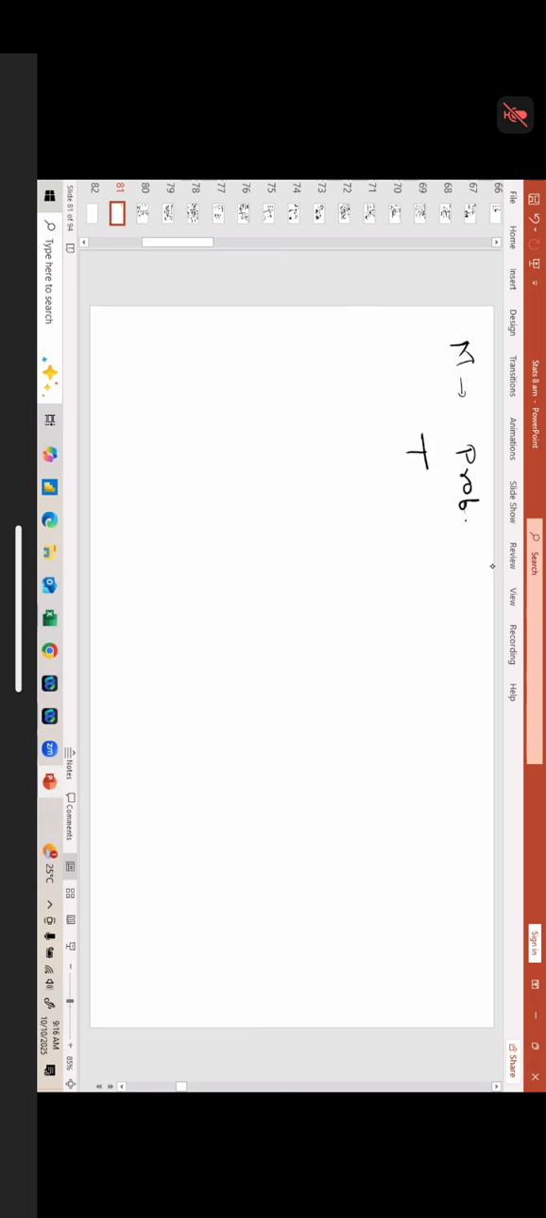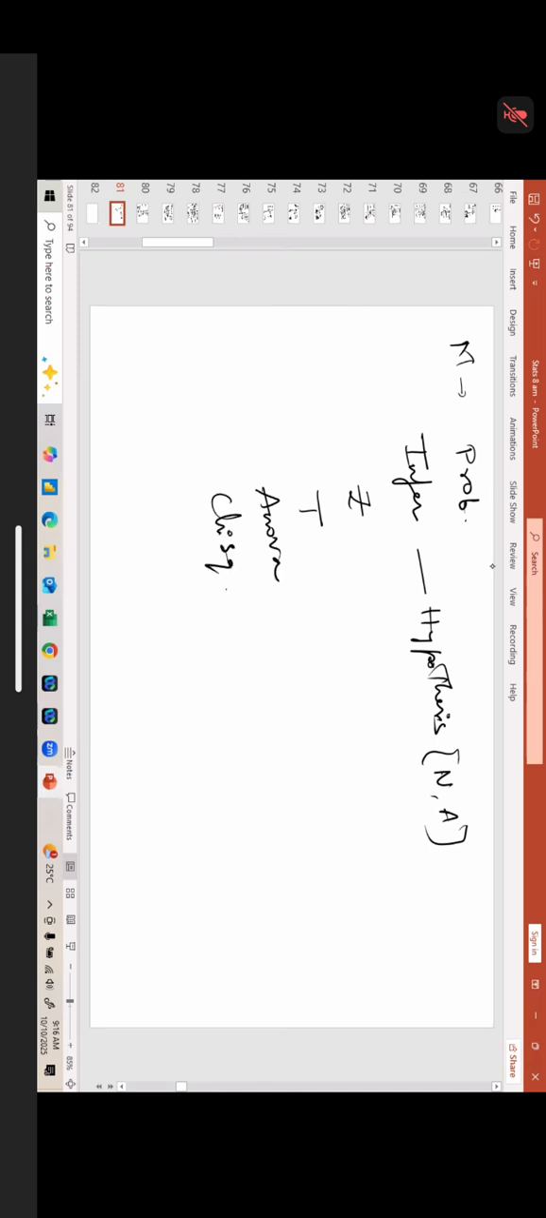And after this, inferential statistics, where we have hypothesis testing, that is null hypothesis and alternate hypothesis. After this, Z test, T test, ANOVA, chi-square. Mostly by next Thursday or Friday, we'll be able to finish this statistics, and after that, we'll go to Python.